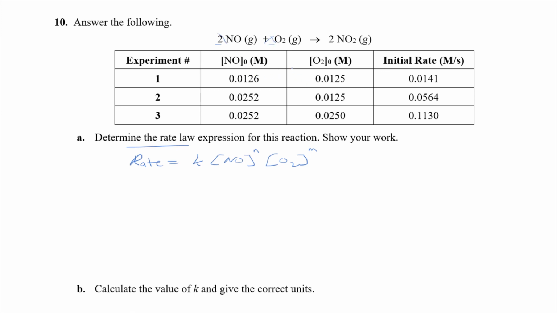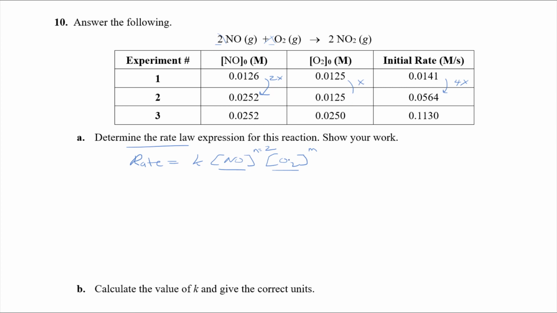So let's look at this first example. We need to change the concentration of this one and hold the other one constant. So notice experiment 1 to 2 rather. We've doubled the concentration of nitrogen monoxide, but we've held this constant. Okay, so if we look at the rate here, the rate actually goes up by 4, which means N has to equal 2. Because if we double the concentration and the rate goes up by 4, that's an exponential relationship. That's second order. Pretty cool.